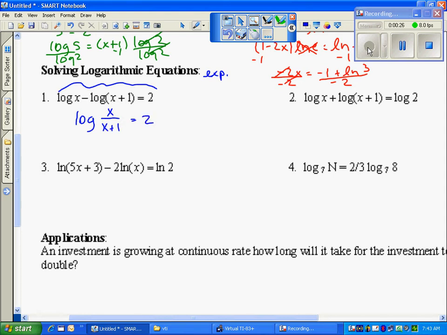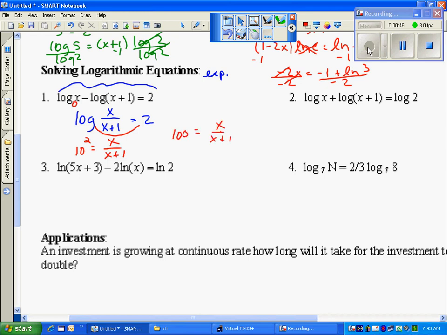So if you notice, there's not a log on the other side. So when I look at this, I'm going to set it up as an exponent. My base is 10, and I knew that because there was no base here, so it's common. Base is 10. 10 to the second power is x over x plus 1. So in other words, 100 equals x over x plus 1.